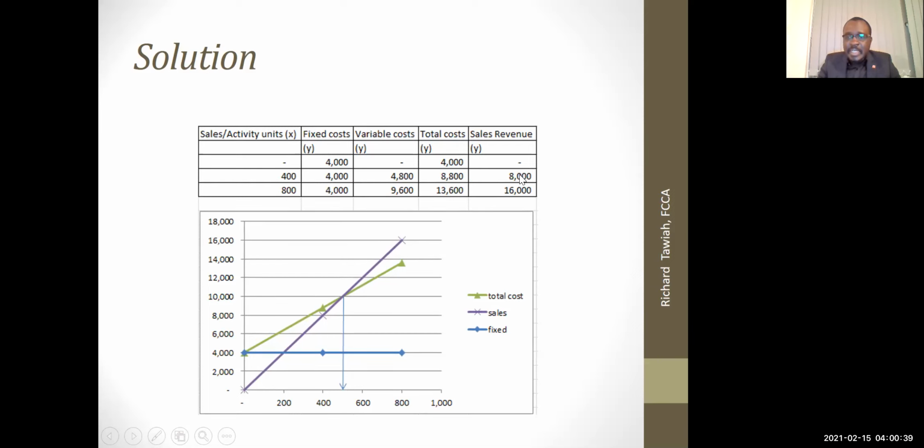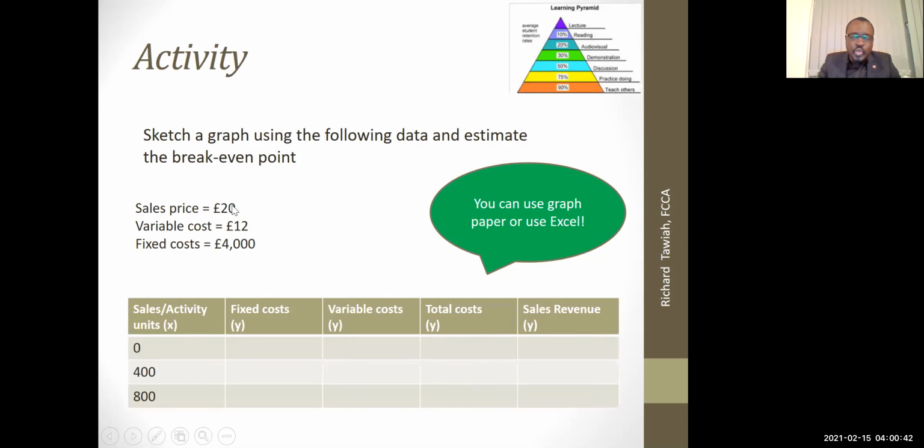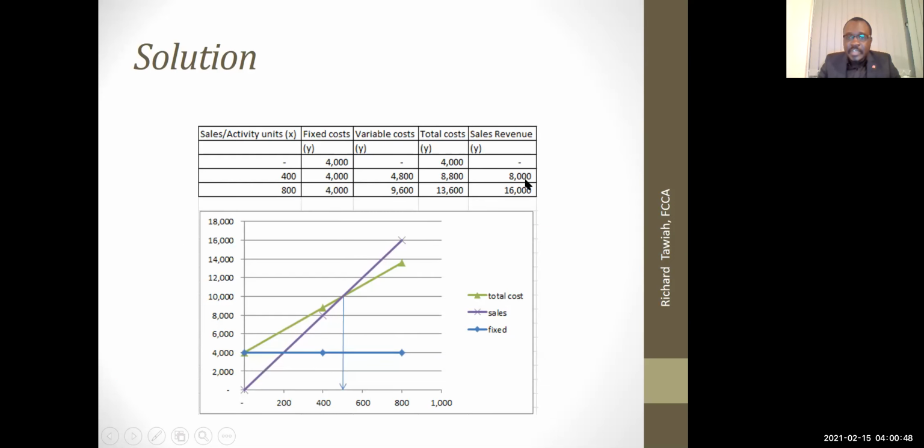And I realize that sales price per unit is also 20. And we're selling 4,000. So 20 times 4 gives us 8,000. So over here, yes, total cost is 8,800. Total revenue is 8,000. There's a loss region. We're still making a loss. We are not breaking even.